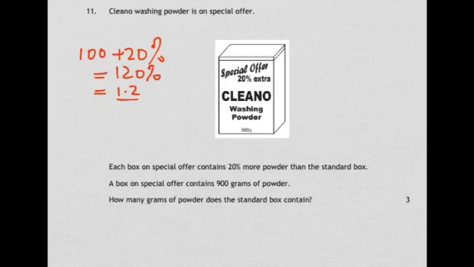Now the special offer one's 900. How many does the standard box contain? It's a backward percentage. So basically we need to do 900 divided by 1.2. And remember, it's without a calculator.